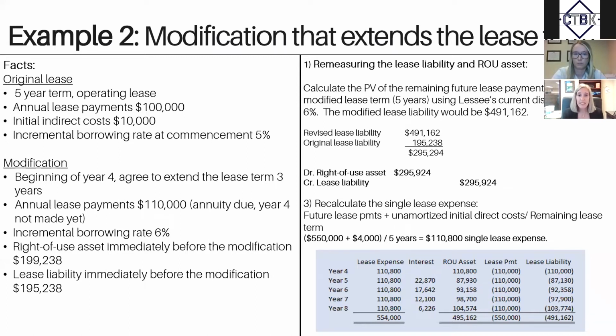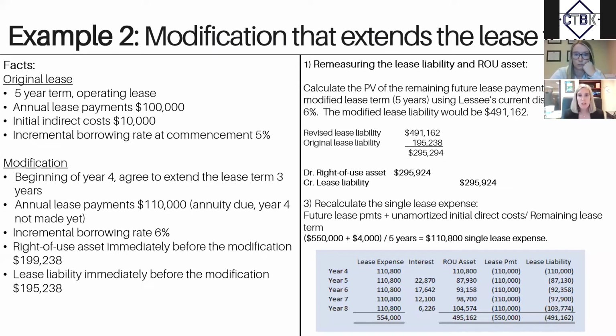So you can see in the case of what we're looking at, we're going to start with the amount, the 550, so the 110 for the remaining term, the 5 years. And we're going to add to that the $4,000 I put in there. What is that $4,000? Well, if you look back at the original lease on the left-hand side, I had initial direct costs of $10,000. In the first 4 years, I amortized off $6,000. So I still have initial direct costs of $4,000 left that I need to amortize over the new period.